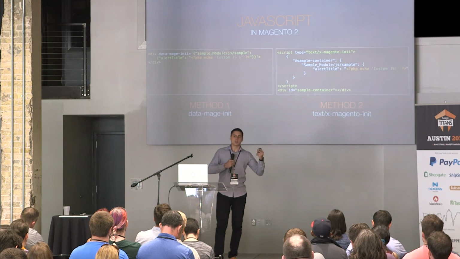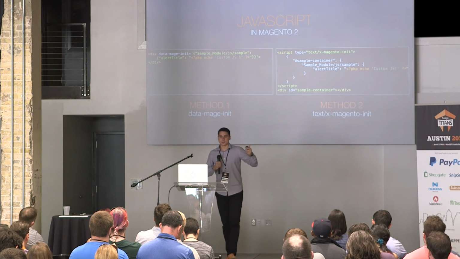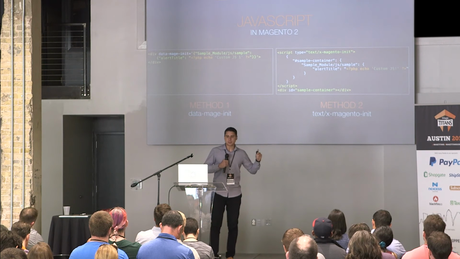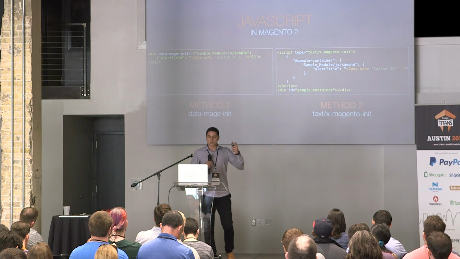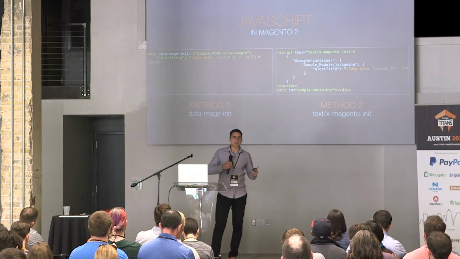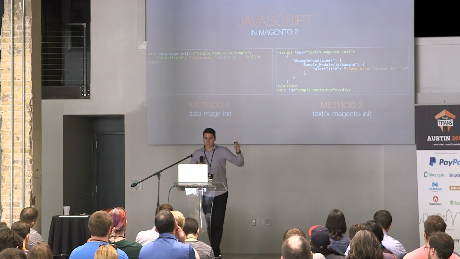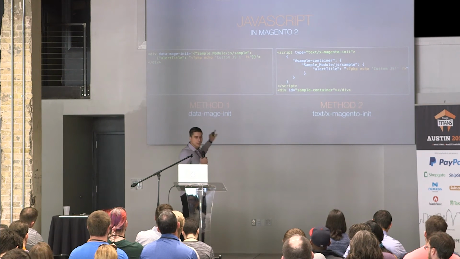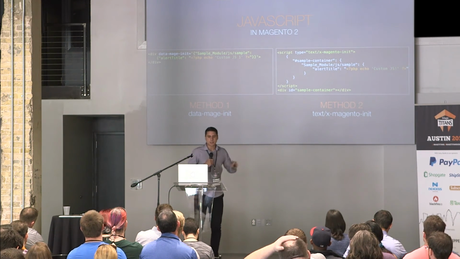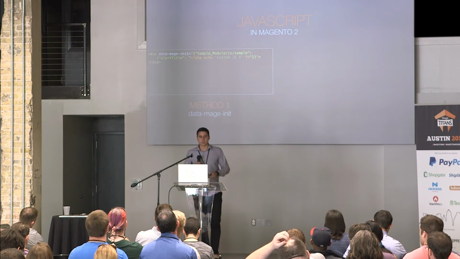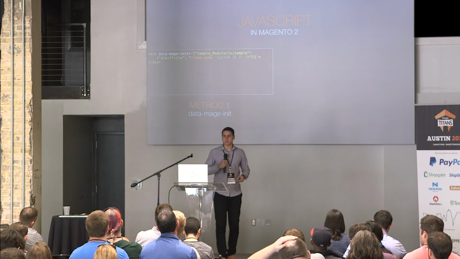And there are two ways of doing this. First, we can use the data Mage init attribute. And second, we can use a special script tag from Magento 2. But this is important because this is from the template, so we don't use XML anymore. Let's review the data Mage init attribute first.